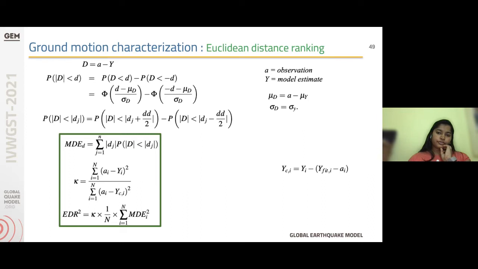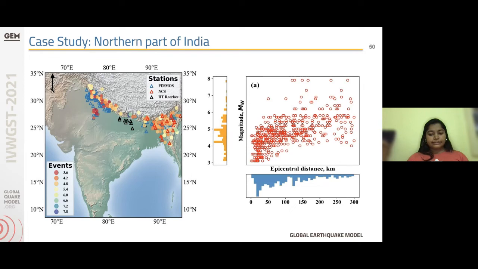Speaking of so many statistical and residual tests so far, this was a case study which was done recently. We were fortunate enough to get strong ground motion data, especially for the northern and northeastern parts of India, so we took data from a couple of agencies like Roorkee and PESMOS, as well as NCS. The PESMOS data is also from Roorkee, but it covers more of the northern part. The recordings in the black triangle are specific to the Nepal earthquake, which happened in 2015. This is how our data distribution looks. We have a sufficient number of data points within 100 kilometers and so on.